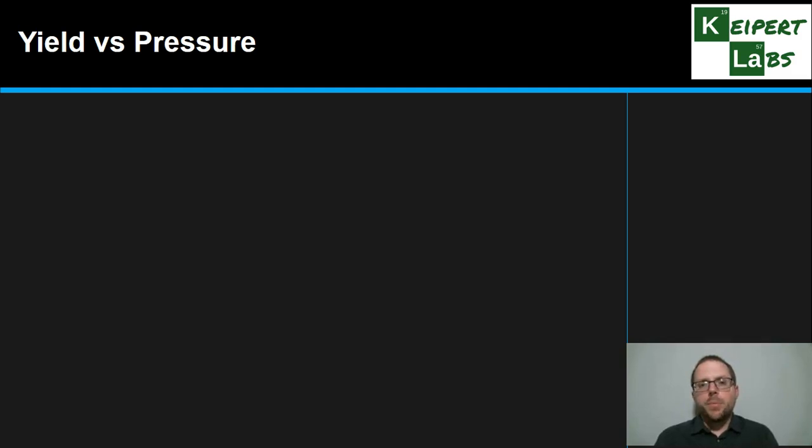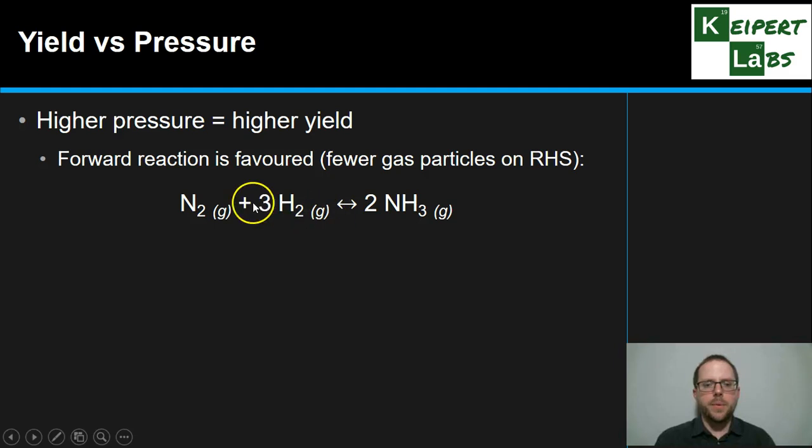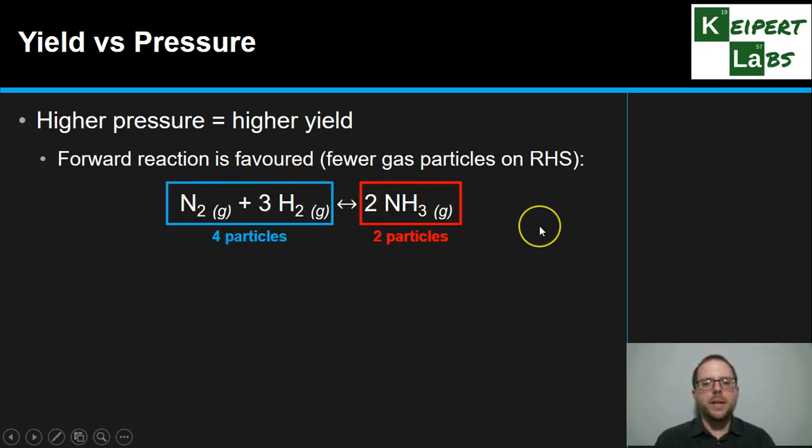All right, well, we saw that pressure had an effect on yield as well, that high pressure gives us more ammonia. Now, part of the reason for the higher yield at higher pressure is that the forward reaction is again favoured, but this time because we have 4 particles of gas on the left versus 2 particles on the right hand side. So you can see here we've got 4 particles total on the left, 2 particles total on the right, so an increase in pressure is going to favour shifting to the right hand side to try and reduce that pressure.